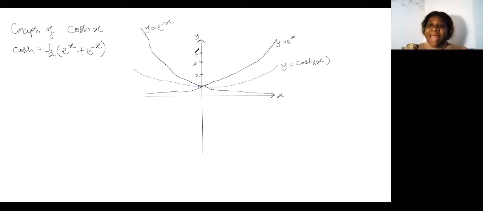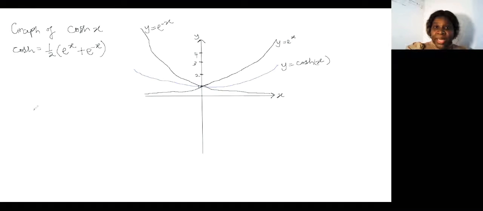That's that one. And now you need to know how to do all the transformations for y is equal to cosh x. You need to know how to transform it, how to slide it to the left, to the right, up or down. That's what we're going to look at next. Y is equal to cosh x.